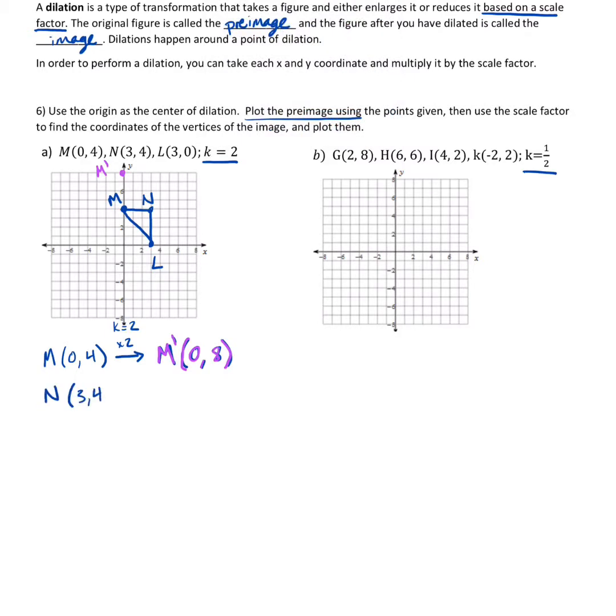I can do the same with the others. N is (3, 4), times that by 2. I'm just writing down the others because I like color coordinating. N prime is (6, 8). So there's N prime. L prime is (6, 0). And there is the image.